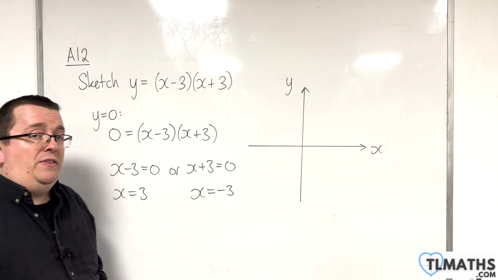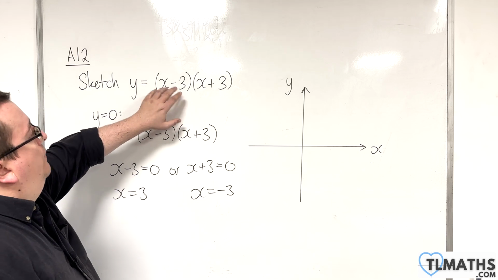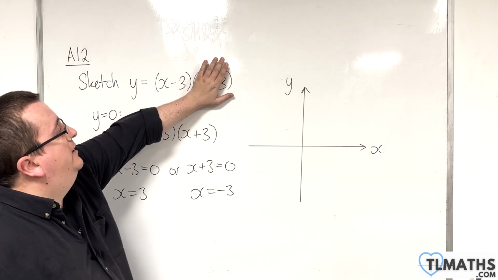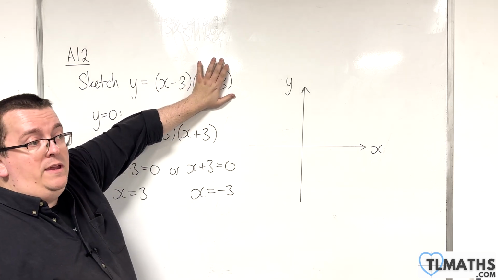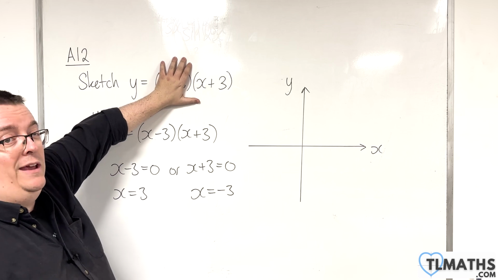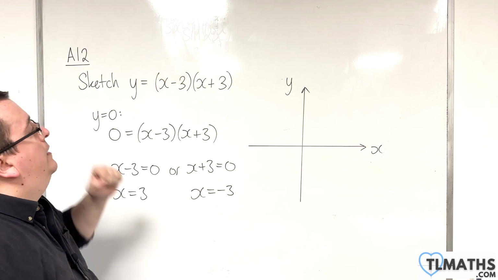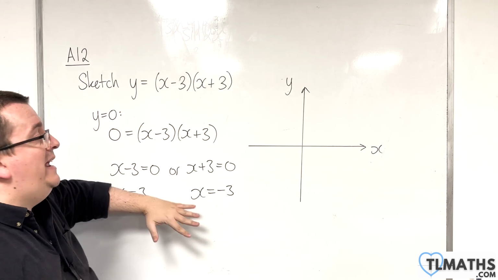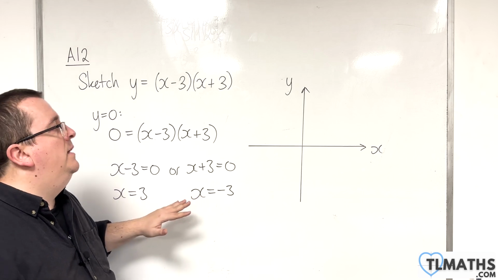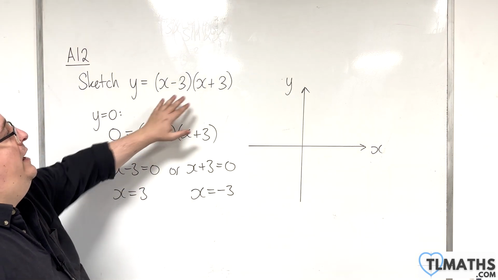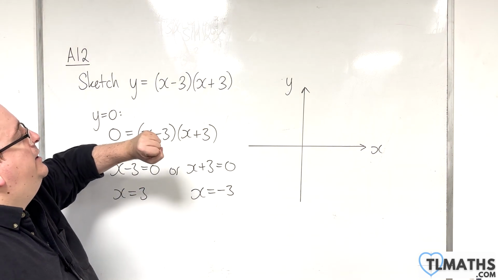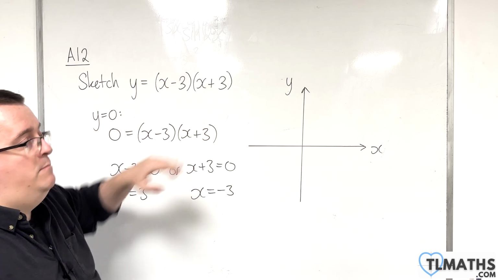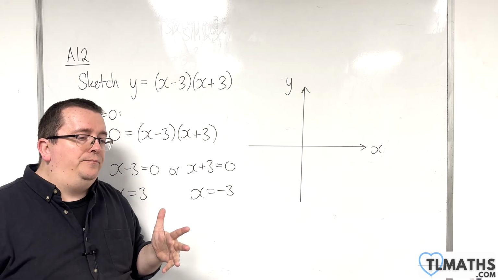Now, you could read that straight off by looking at this and going, when is that 0? That's when x is 3. When is that 0? That's when x is minus 3. Okay? So I don't need to write this down to identify those 2 points. But I do know that this is a parabola that is going through 3 and minus 3 on the x-axis.